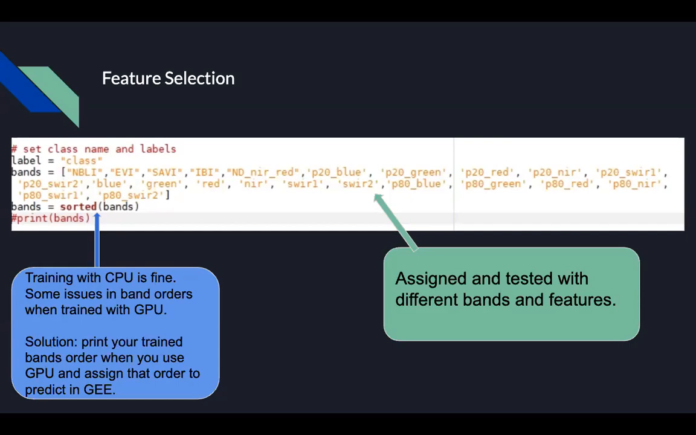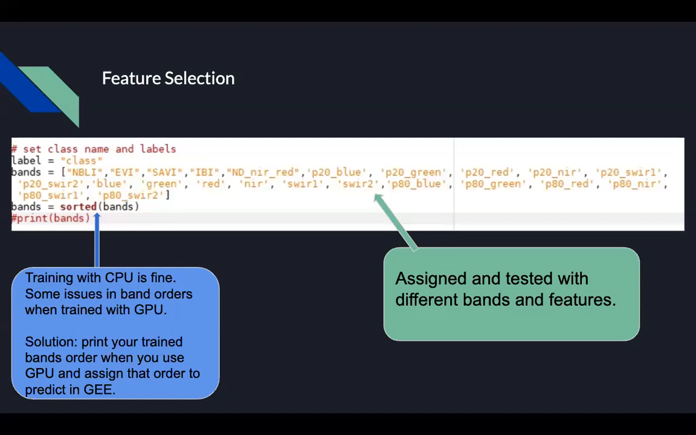And the one we found is when we train our feature in TensorFlow with CPU, it is fine if you put your feature in this order, and then you can call from EE with this order or not. Maybe you put EVI first and then NDVI something, it will work.